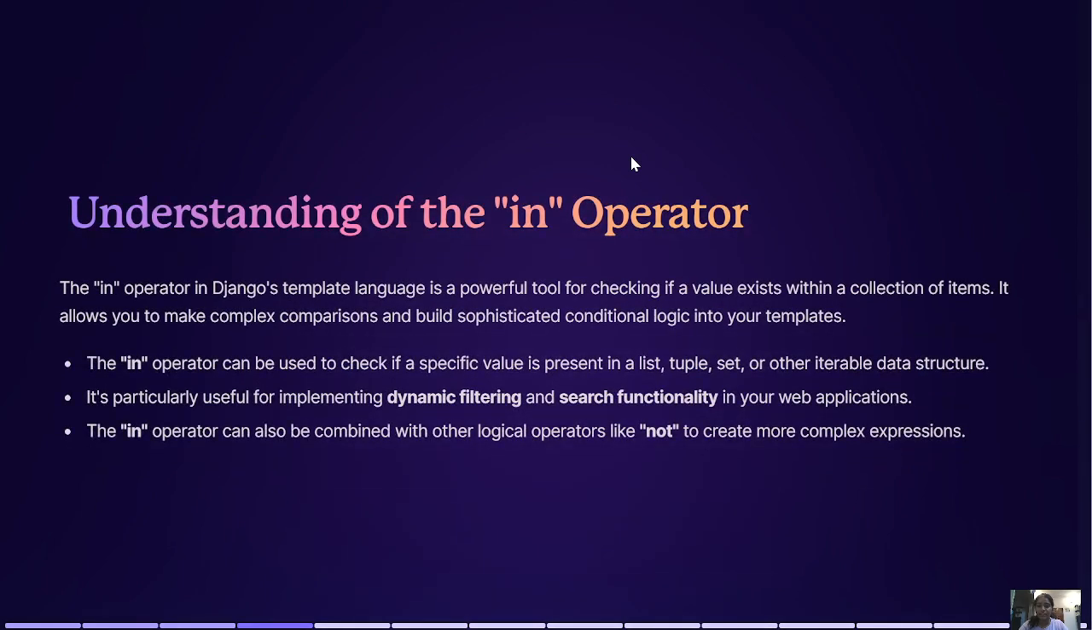The in operator in the Django template language is a powerful tool for checking if a value exists within a collection of items. It allows you to make complex comparisons and build sophisticated conditional logic into your templates. The in operator can be used to check if a specific value is present in a list, tuple, set, or other iterable data structure. It is particularly useful for implementing dynamic filters and searching functionality in your web application. The in operator can also be combined with other logical operators like NOT to create more complex expressions.